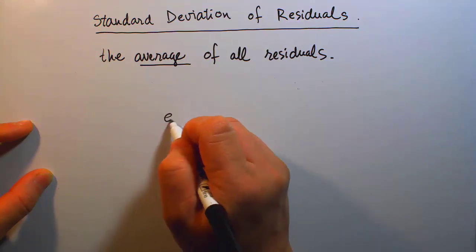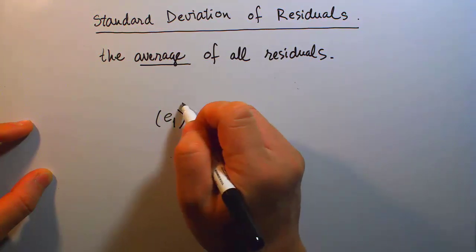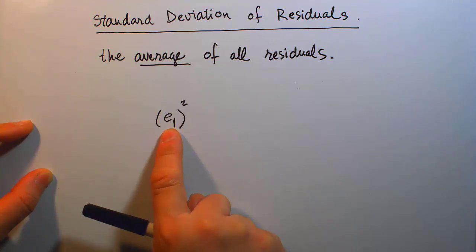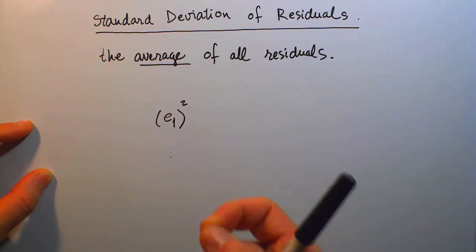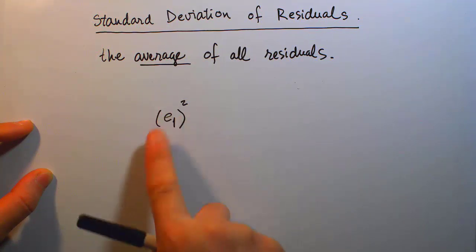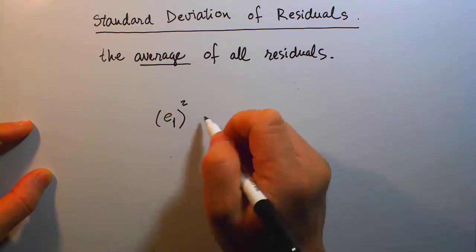Our E1 residual, the first residual, I'm going to square that. Keep in mind that the square here is after considering even the sign of your E1, because each of your residuals could be positive or negative. So make sure you put your residuals in parentheses, then square when you're doing the real calculation.